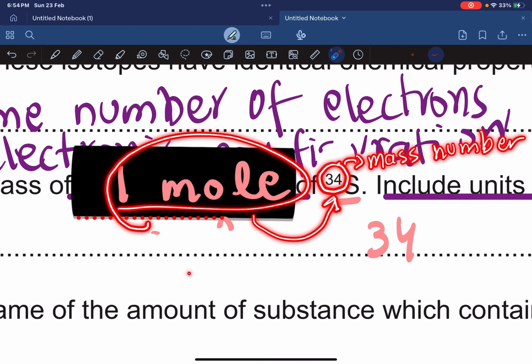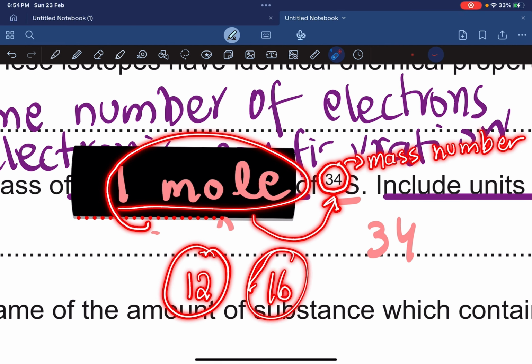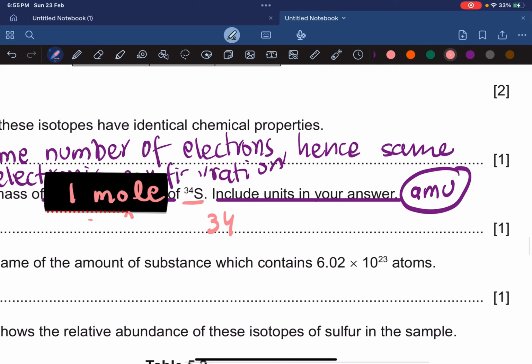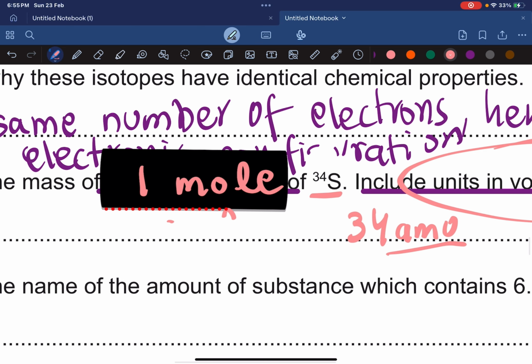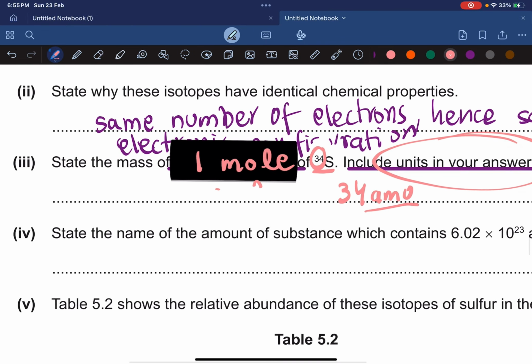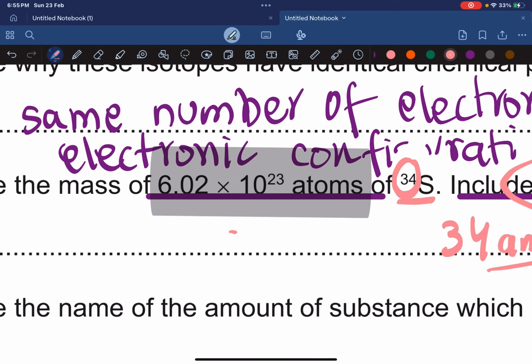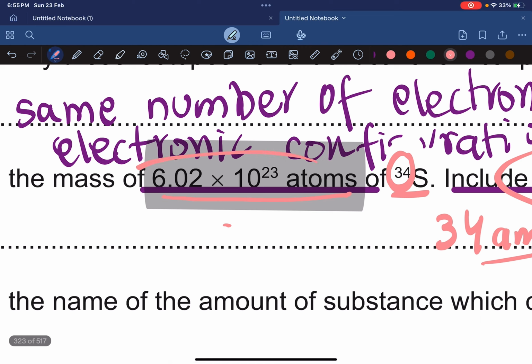1 mole of carbon has a mass of 12 because 12 is its mass number. 1 mole of oxygen will have a mass of 16. Why? Because 16 is the mass number of oxygen. So it's going to have 34 atomic mass units. So I'm going to write AMU with it. That's the unit because they asked for the unit. That's going to be 34. This top number is indeed your mass number. You had the answer in the question. You just had to think about it. And it's very important to know that 6.02 times 10 to the power 23 is basically your 1 mole. Okay, so we're done with it.